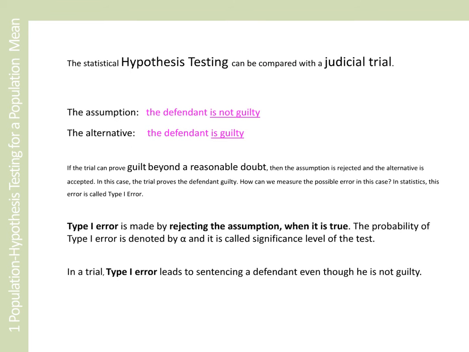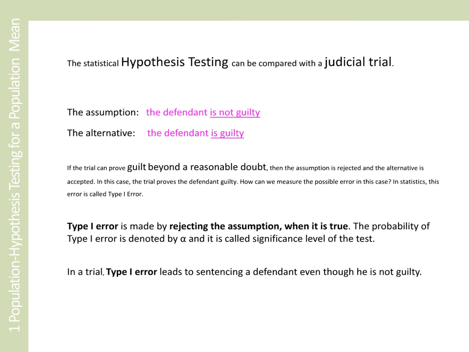The statistical hypothesis testing can be compared with a judicial trial. In a trial, the assumption is that the defendant is not guilty. The alternative is that the defendant is guilty. If the trial can prove guilt beyond a reasonable doubt, then the assumption is rejected and the alternative is accepted. In this case, the trial proves the defendant guilty.